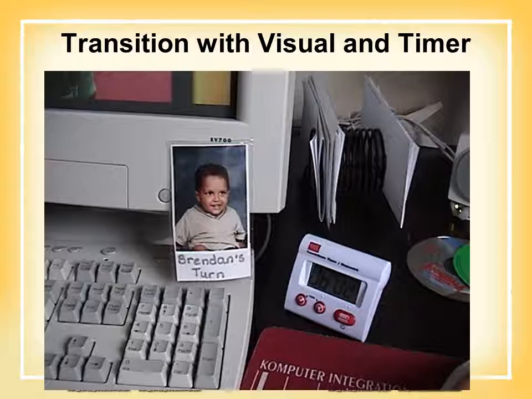Transition with visual and a timer. In this example, there's a young child who has a timer and is on the computer. We're assuming this is Brendan. And when the timer goes off, then it's not Brendan's turn anymore, and it becomes somebody else's turn. Timers are amazing, especially with video games and TV and play outside and things that are not super structured. Timers give kids an auditory cue so they can learn to sort of develop a concept of time.